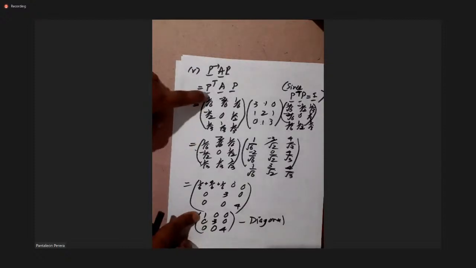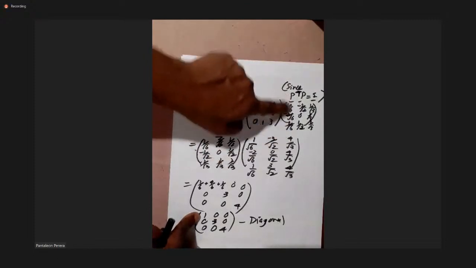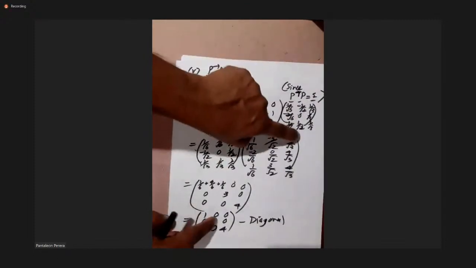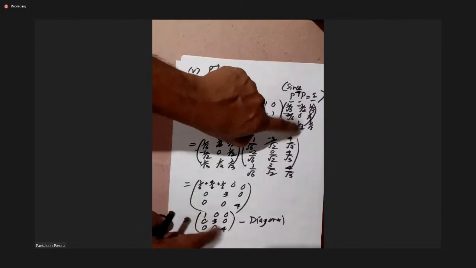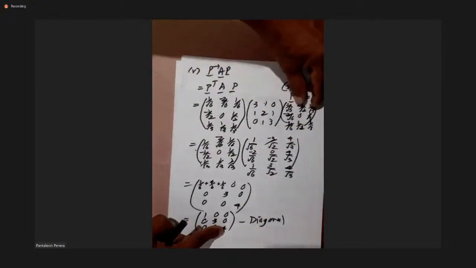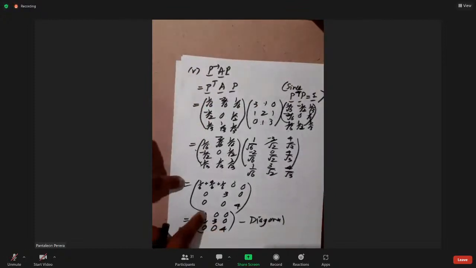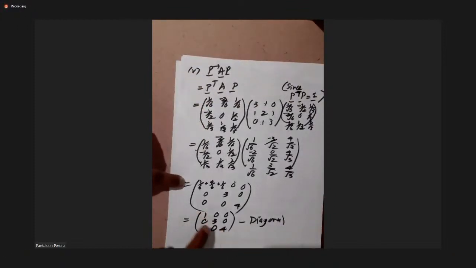And also, the first column here was the eigenvector corresponding to 1. This one is the eigenvector corresponding to 3. This was the eigenvector corresponding to 4. But for example, if I interchange these two, then you get 1, 4, 3. You get the eigenvalues here in the same order. Then I'll discuss the usefulness of this problem next day.